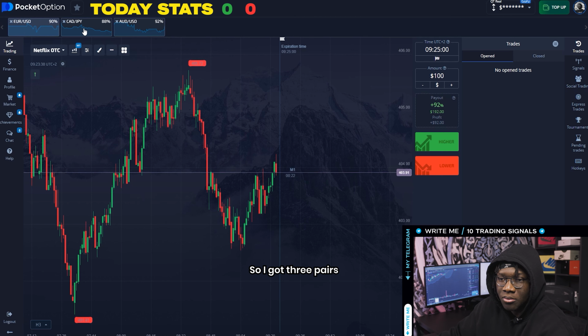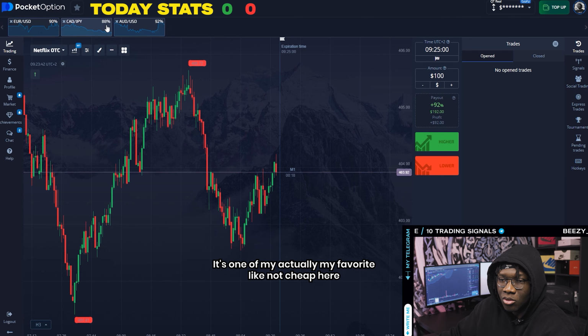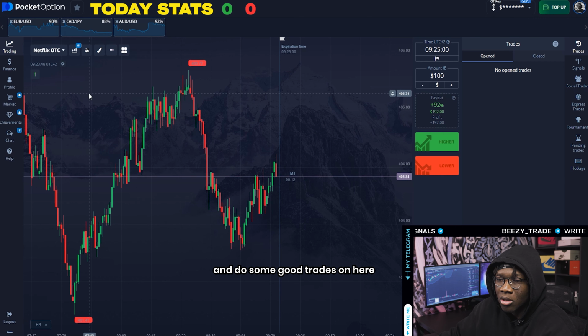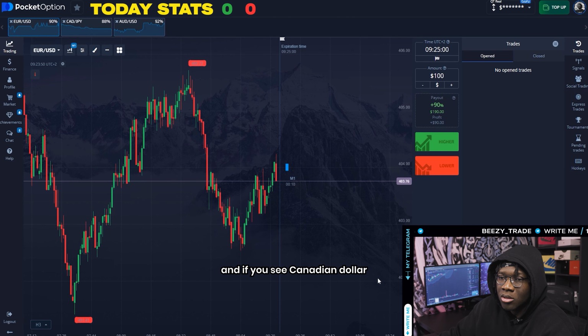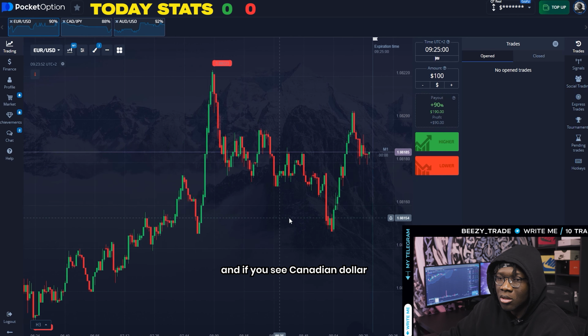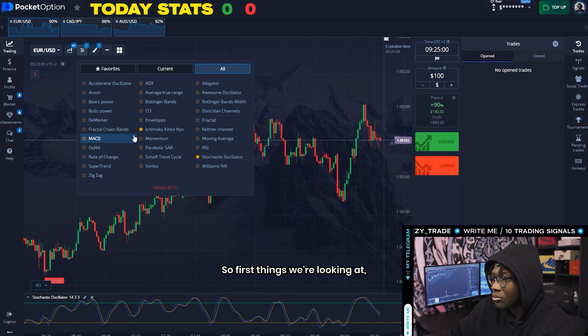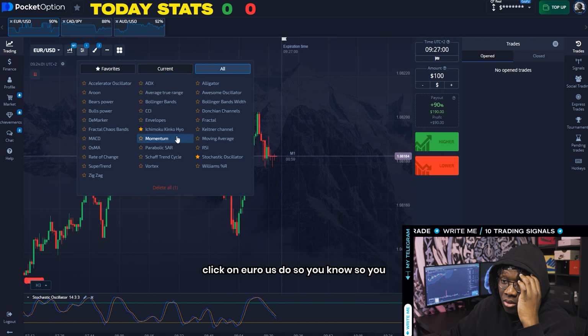So I got 3 pairs. What am I doing? Euro USD, which is very good. It's one of at least my favorite non-OTC pairs. I entered some good trades on here, and you can see Canadian dollar, Japanese yen, as well as Australian dollar USD. So first thing we're looking at, we're going to click on Euro USD.